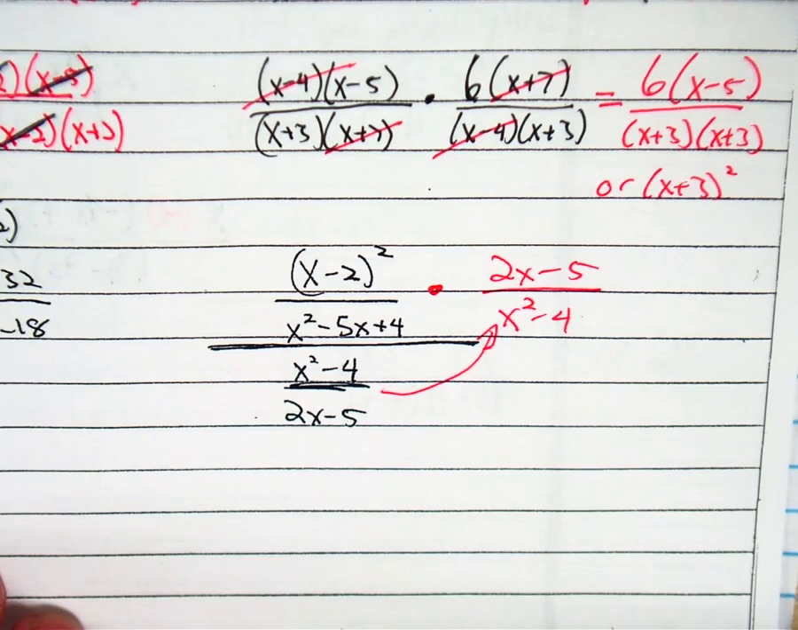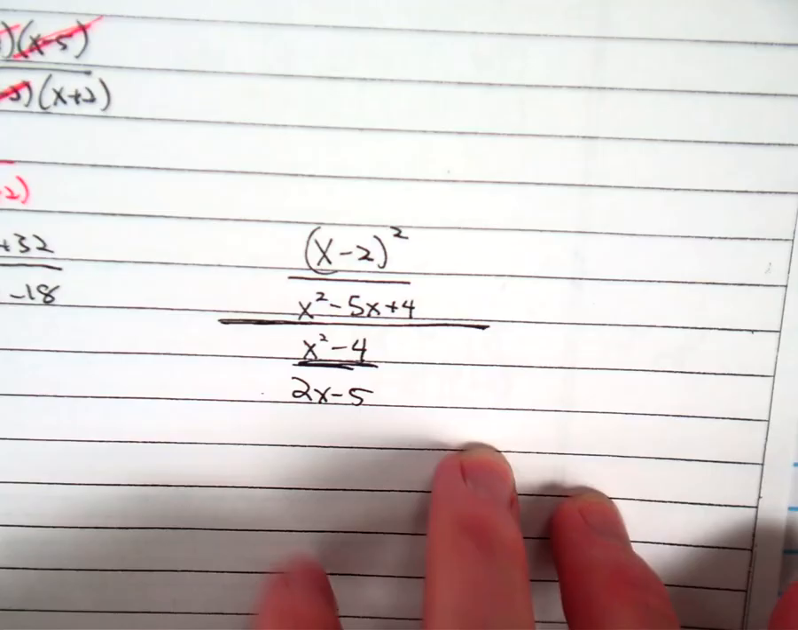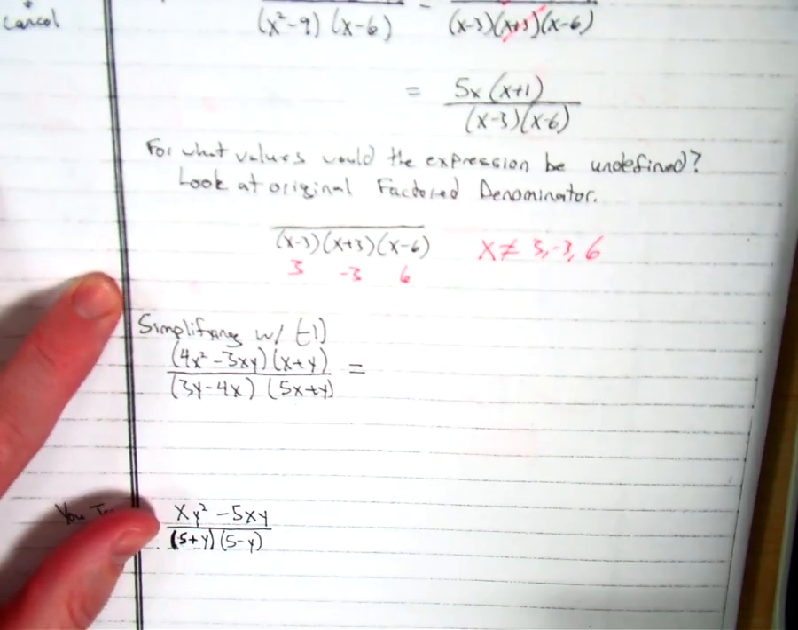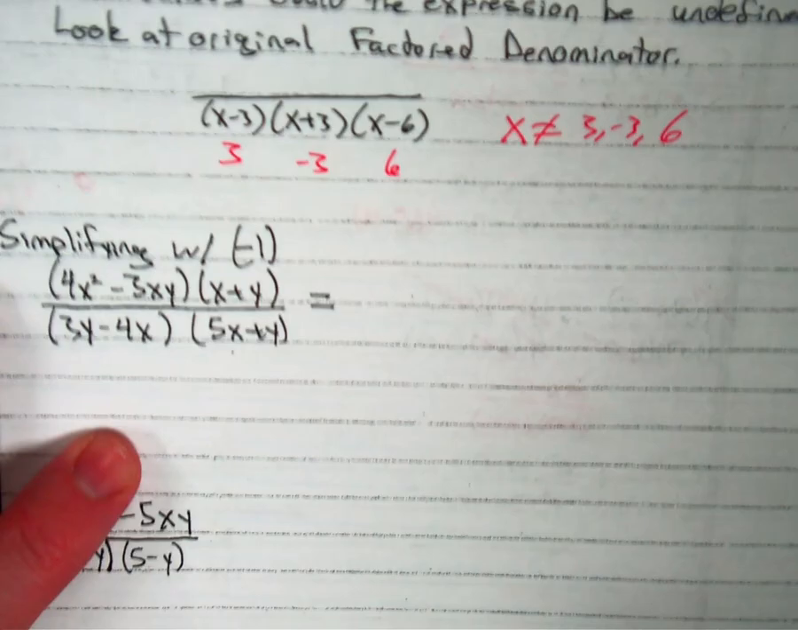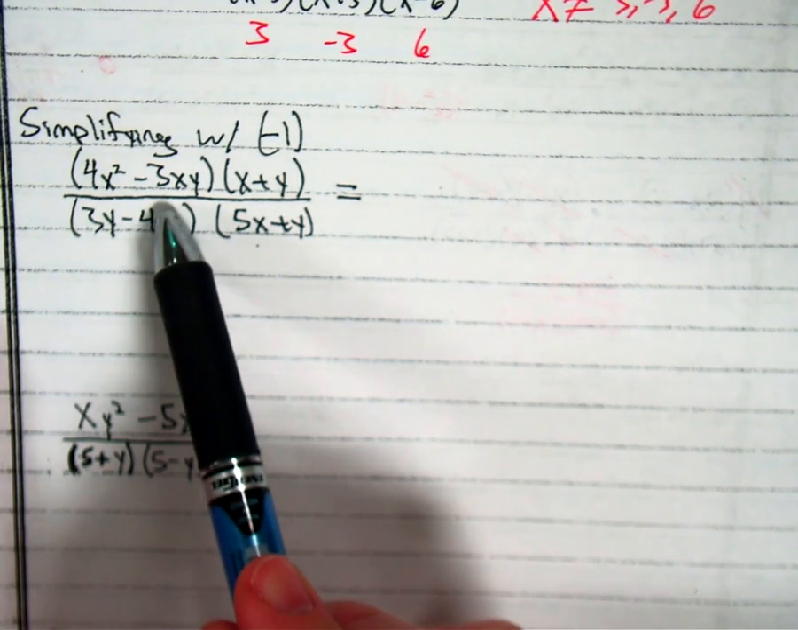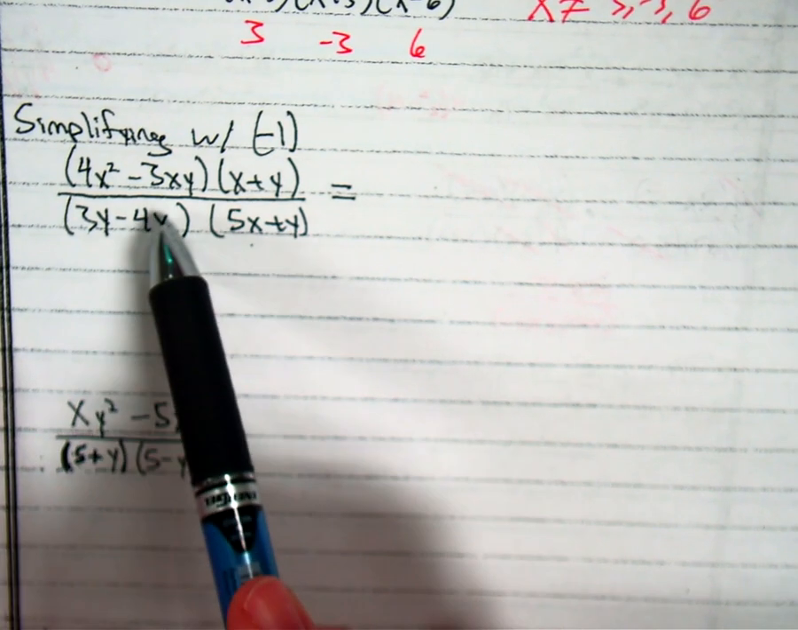Alright, we are going to go back to the front now and get that special case. Simplifying with a negative 1, or getting tricky with a negative 1. So here we are, we're simplifying, it's all multiplication.